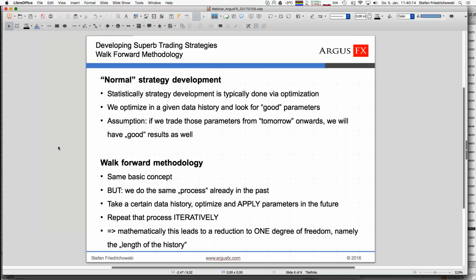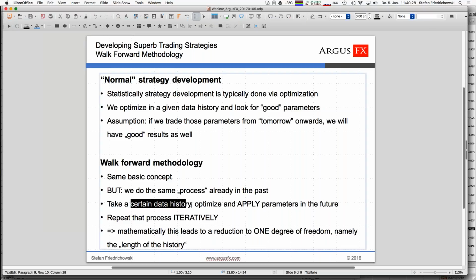And what you do there is, in principle, the same as what we originally have done for any other strategy. But now you restrict your history to a certain amount, let's say only 1 year or 2 years of data. And then you go far in the past. You optimize, let's say, this breakout strategy for the years 2003, 2004. And then you find some good parameters for that period in time.